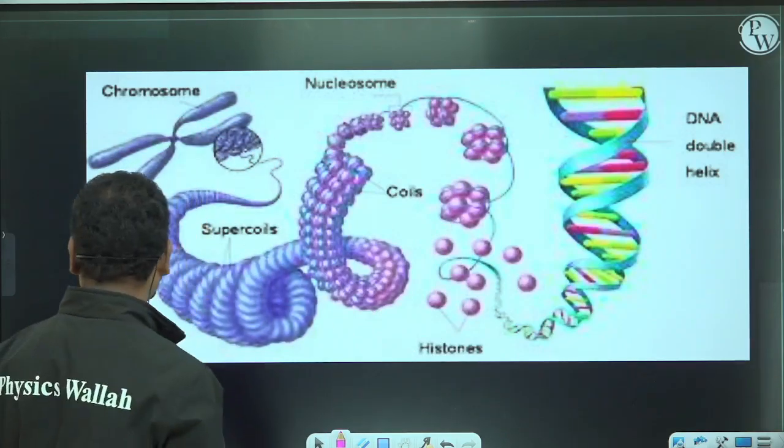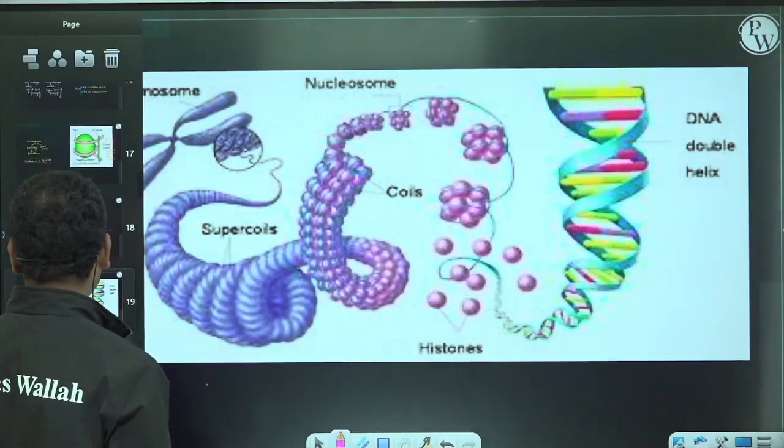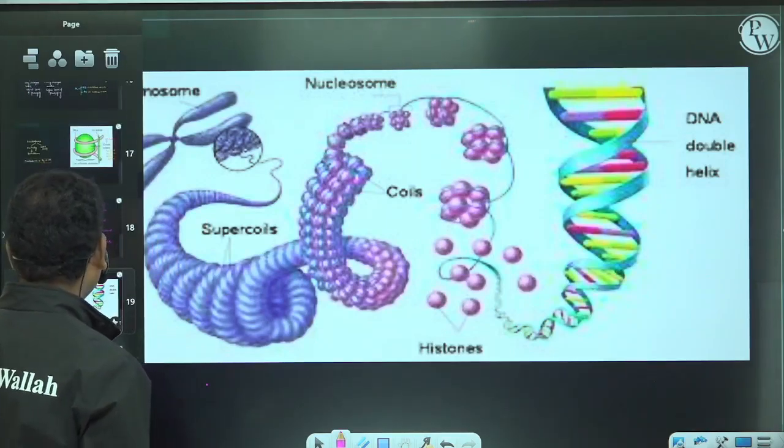Clear? Very nice. So now we will talk about the search of the genetic material.